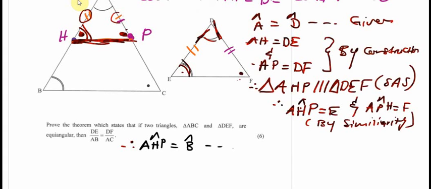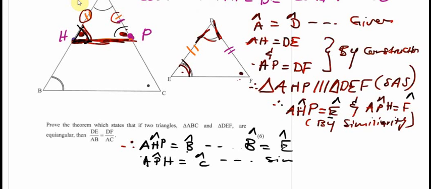So you know that angle B is equal to angle E, and you know that AHP was already said to be equal to angle E, and APH was equal to angle F. Once they are equal, you don't have to state it, but we can just state it. So your angle APH is equal to your angle C, since angle F is equal to angle E, which is equal to your angle C.